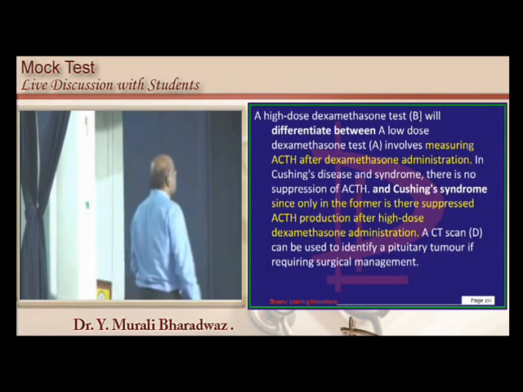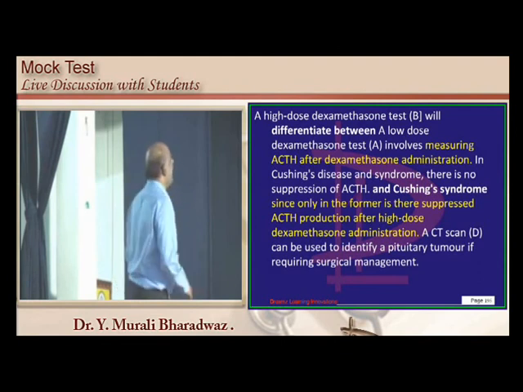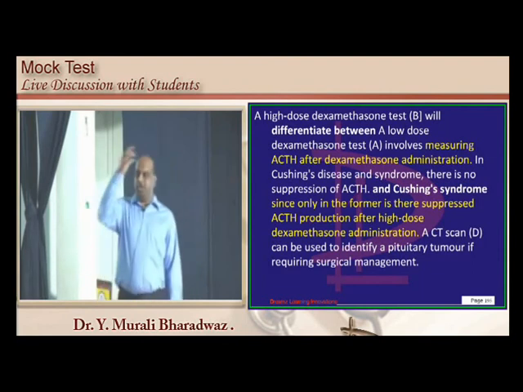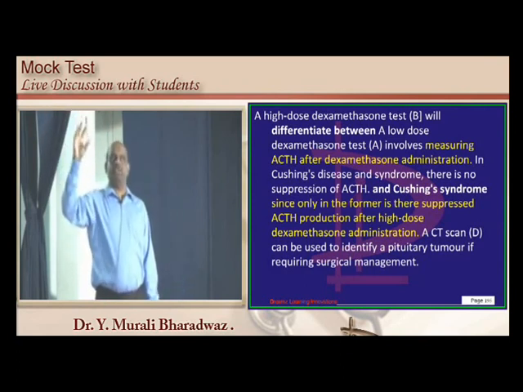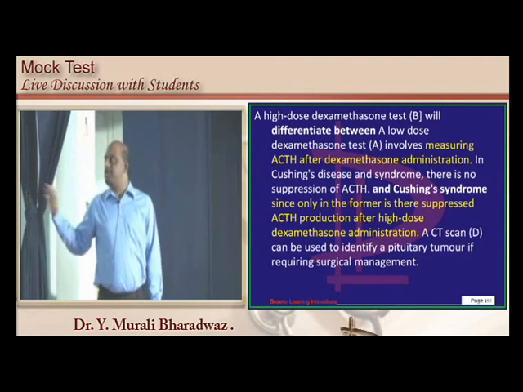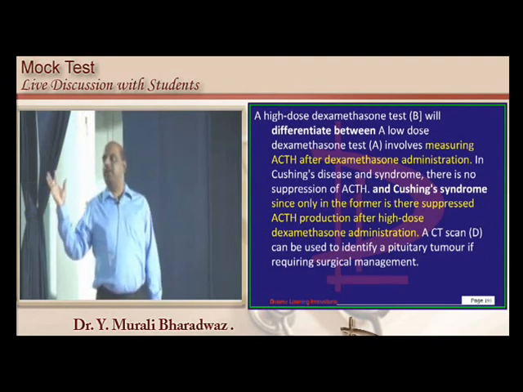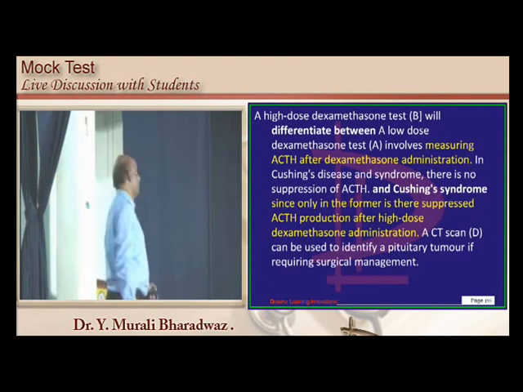And you want to differentiate between the two, then you can use the high dose dexamethasone suppression test fundamentally, because only in the case of the pituitary adenoma associated Cushing's disease, high dose dexamethasone will lead to suppression, whereas ectopic ACTH, if it is due to, then there will be no suppression, which is the primary differentiator between the two.